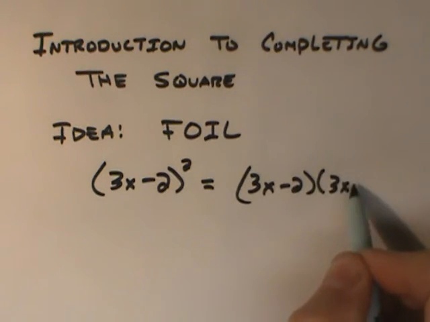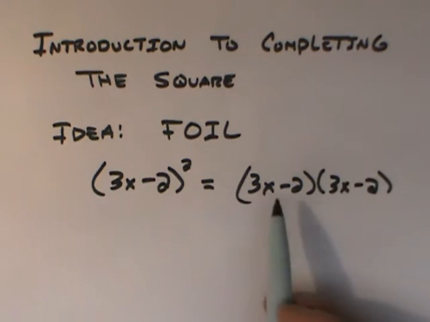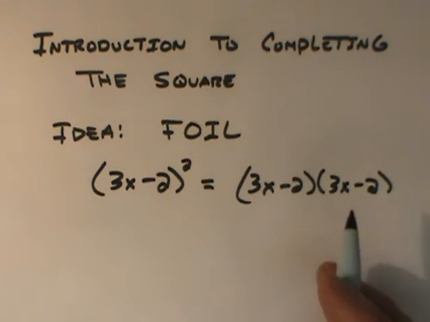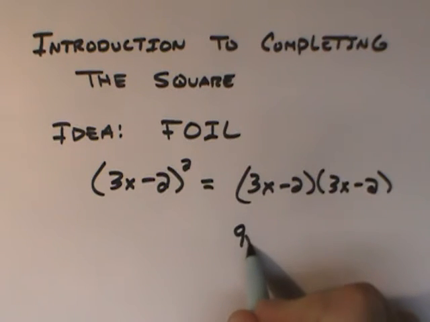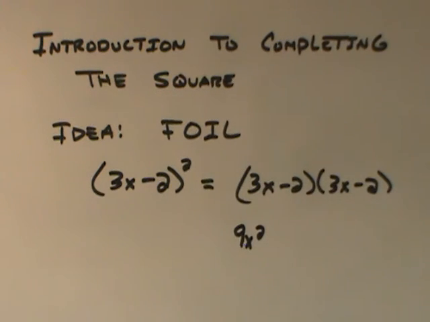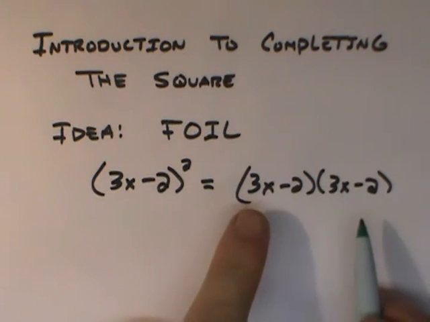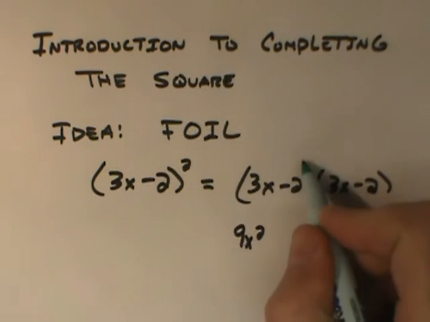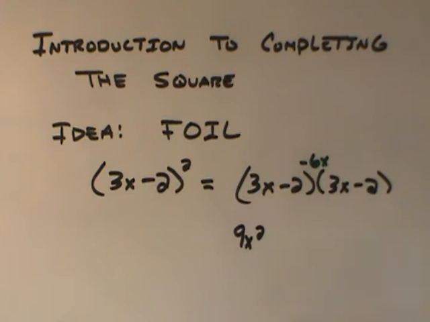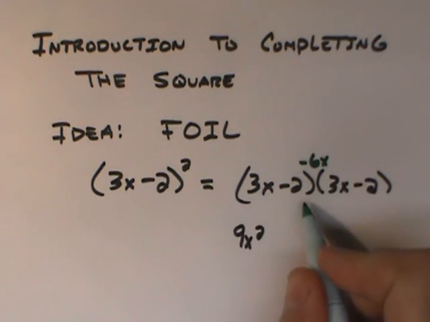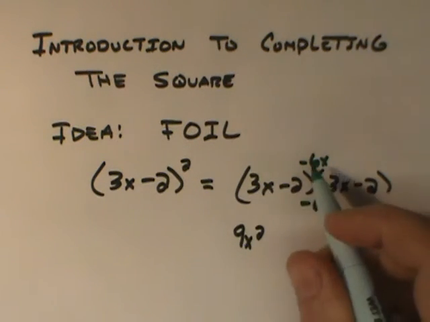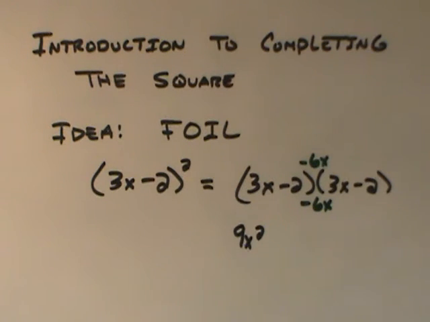times 3x minus 2. As you FOIL this out, you'll multiply your first term with the first term. That gives us 9x squared. And then you'll do your outer with outer and your inner with inner terms. So when I multiply outer with outer, I get minus 6x. And when I multiply inner with inner, I get minus 6x. What's unique about that is the outer, inner terms produce the same values.